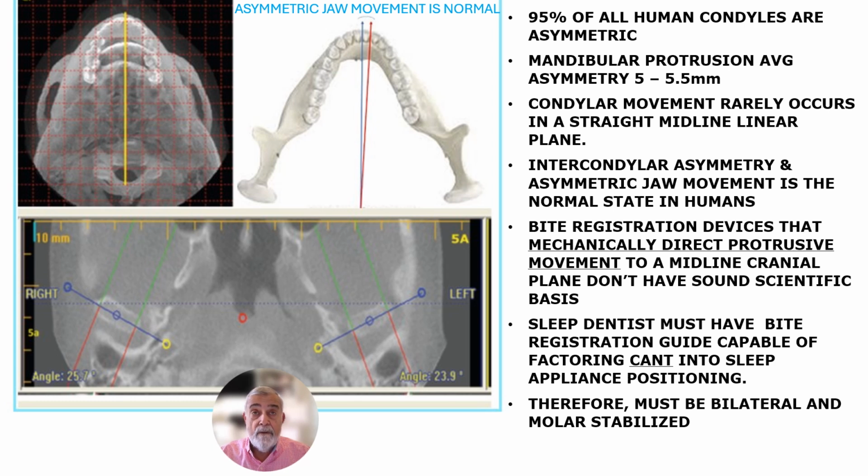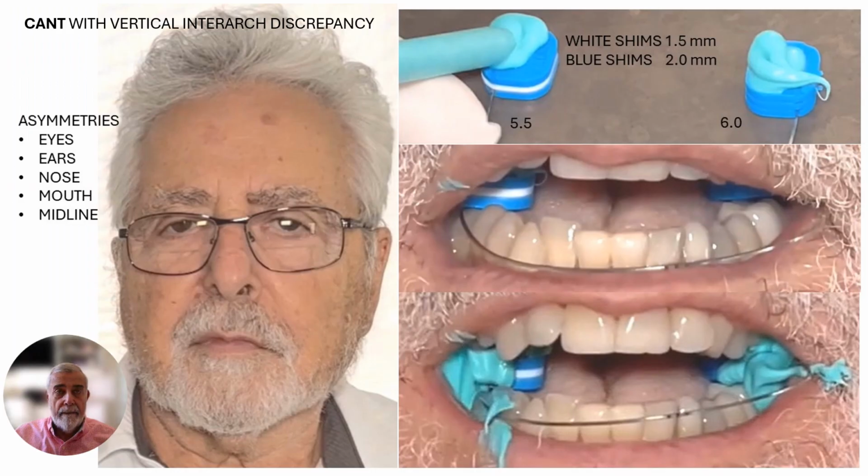The interrelationship between jaw positioning for maximal airway patency and stenting in patients with orofacial canting mandates that the sleep dentist must have a bite registration guide capable of factoring cant into the sleep appliance's positioning. Therefore, it must be bilateral and molar stabilized, and X-Slant is the only bilateral and molar stabilized bite registration guide available. It is patented and only available from Modern Dental Lab.